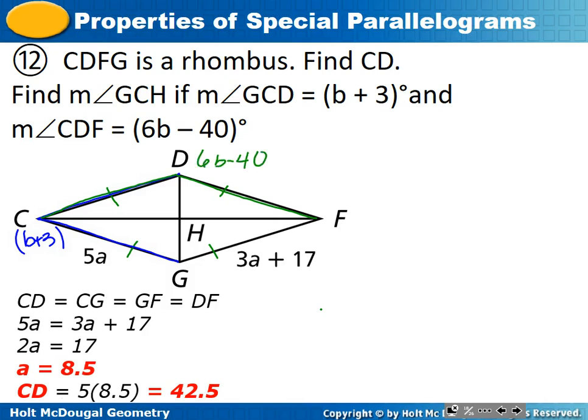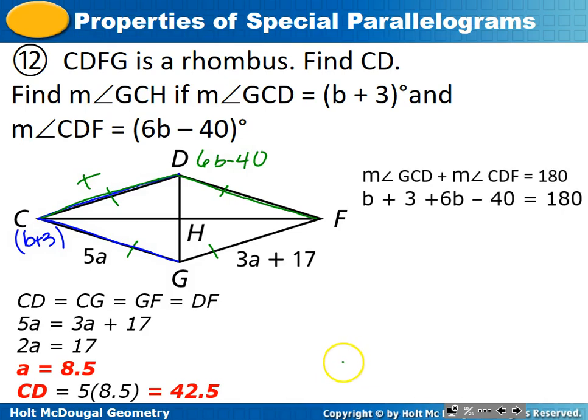Well, what do we know about consecutive angles? When we add C to D, they're supplementary, right? So that's exactly what we're going to do to solve for B. We're going to add those two together, set them equal to 180. That gives us 7B minus 37 equals 180. We're going to add 37 to both sides. That gives us 217. When we divide 7 into 217, we get 31.